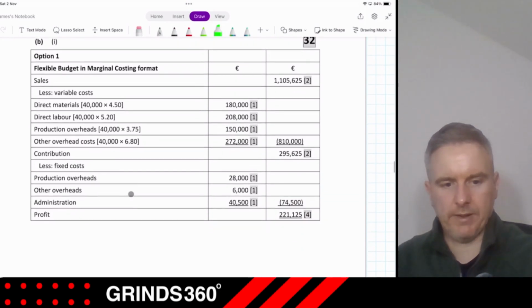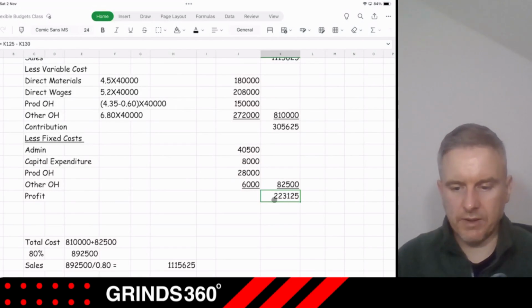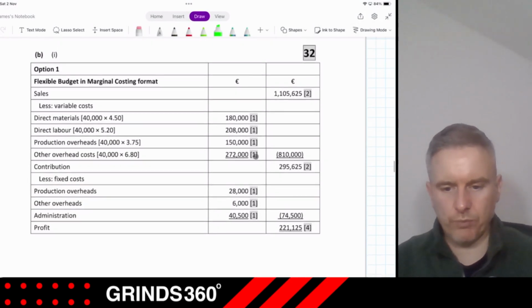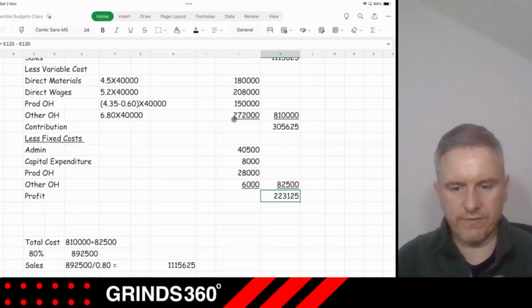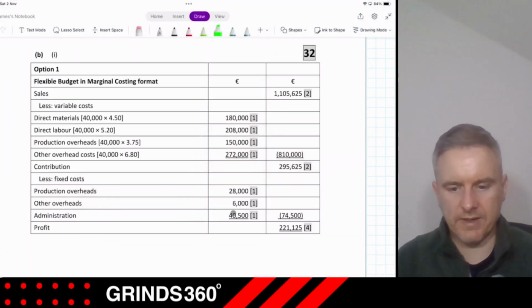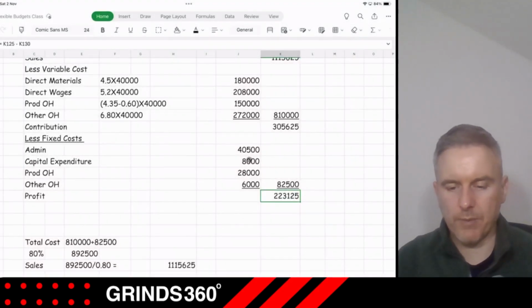Okay, so we come back then. Just the change on that there, so see your 223,125 where we're coming in. So option 1, we have our 180,000, our 208, our 150 and our 272. And then production overheads 28,6 and 40,500. They're keeping the fixed cost separate to that. That's the 8,000 difference that we see here.